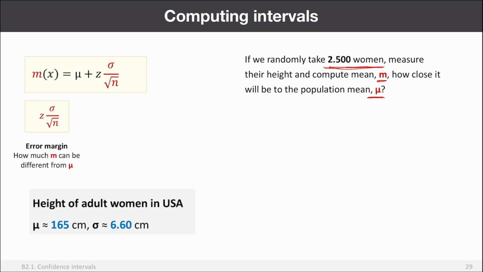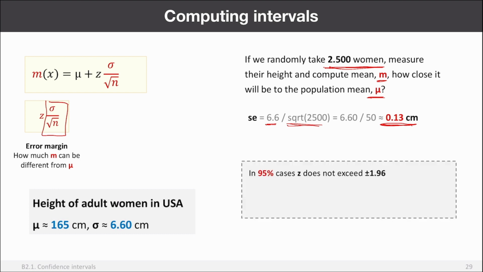Okay. So how can we compute this? First of all, we need to compute the standard error. So we compute this part. And we know it's easy. You take the standard deviation of your population and divide by the square root of the sample size. In this case, the sample size is huge, the square root of 2500 is 50. And then that gives us the standard error. So this is like a measure of this distance.